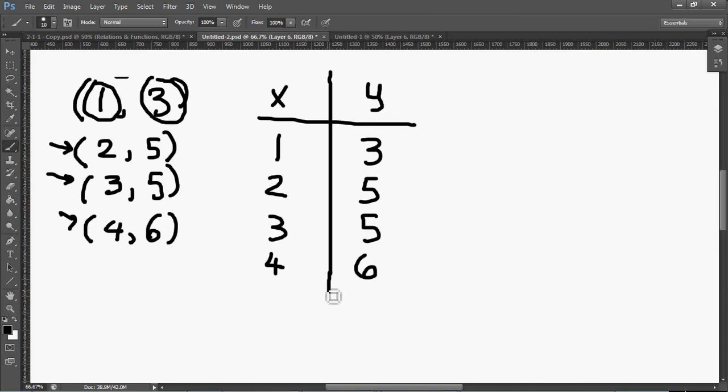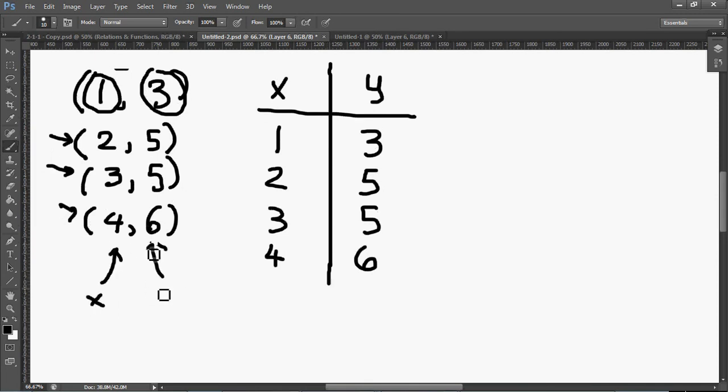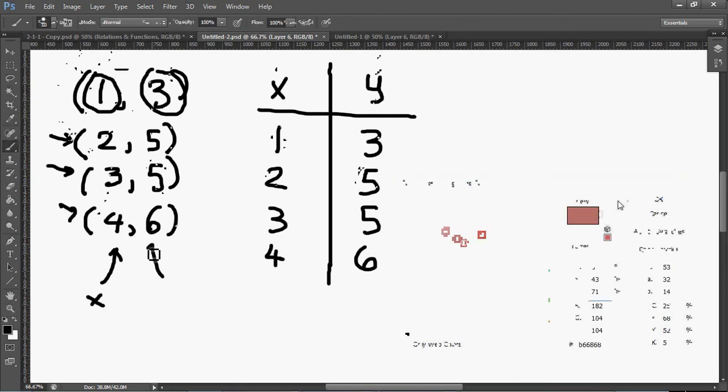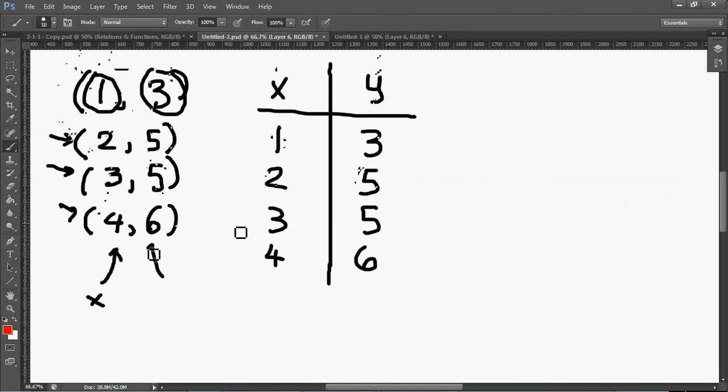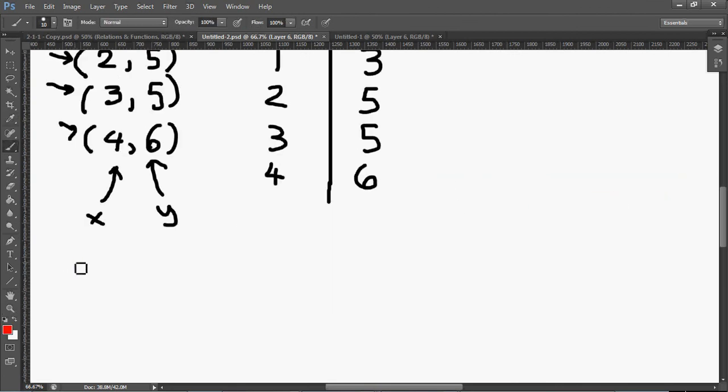Now there's something to keep in mind here. In this ordered pair, this first number is often known as x, and this second number is often known as y. But there are also other names for it. So sometimes the first number is known as x, but other times in your book or elsewhere, they'll call this first number or this first set of numbers the domain, and they'll call the y set of numbers the range.